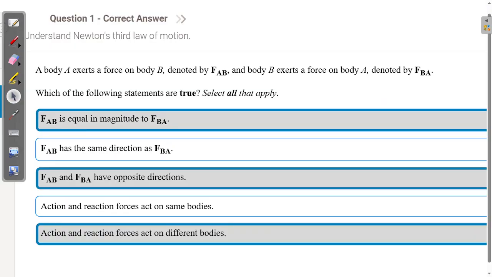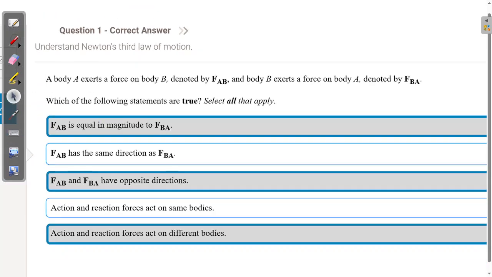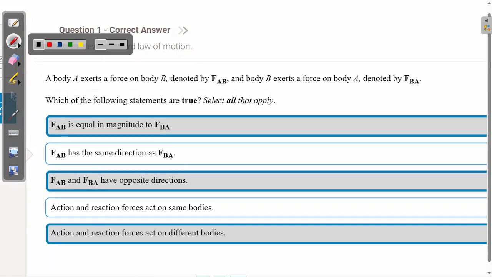Okay, first of all, these two forces are obviously action and reaction. And what we know about action and reaction is that they have equal magnitude, they occur in opposite directions, and they act on different bodies. You have to memorize this.